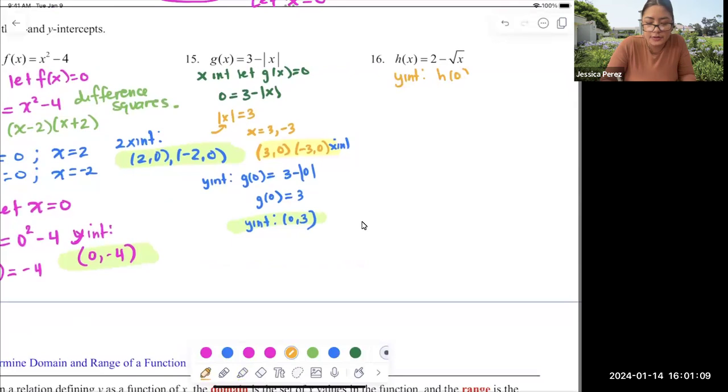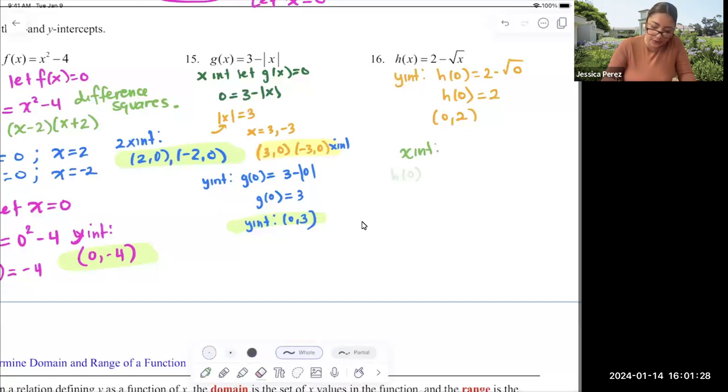You have h of 0 equal to 2 minus the square root of 0. So h of 0 is just 2. So it's (0, 2). And that is my y-intercept. Y-intercepts are usually easier.